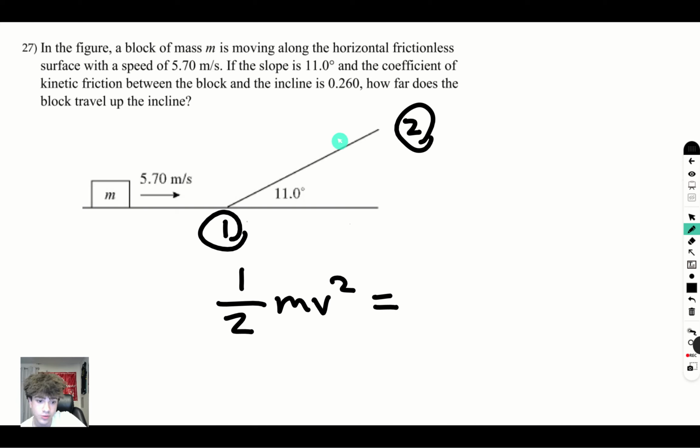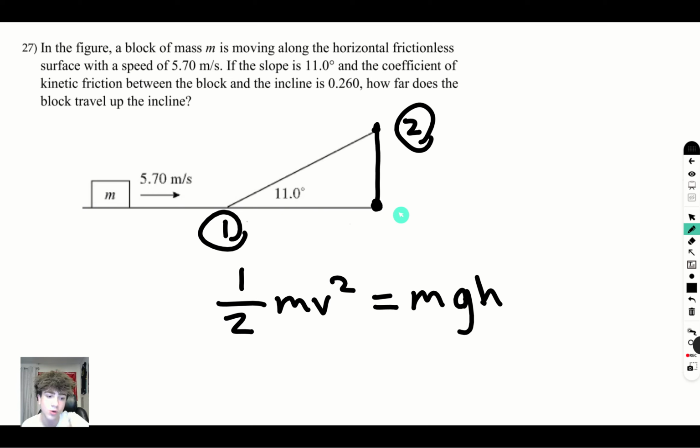Now, at point 2, we know that our block has stopped, so there's not going to be any kinetic energy left. It's all going to be transferred into potential energy due to gravity. And we know the equation for this is just going to be mgh, where h is the distance from this height here to the bottom here.